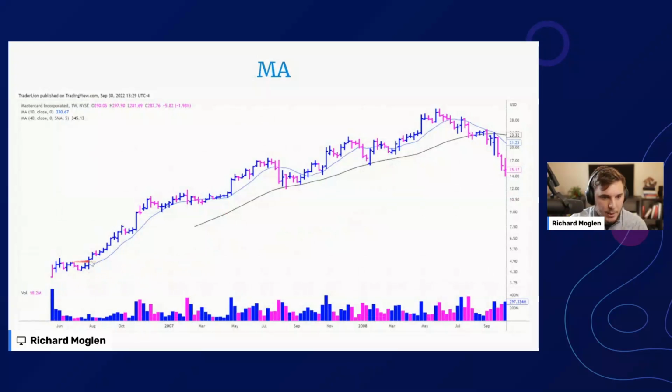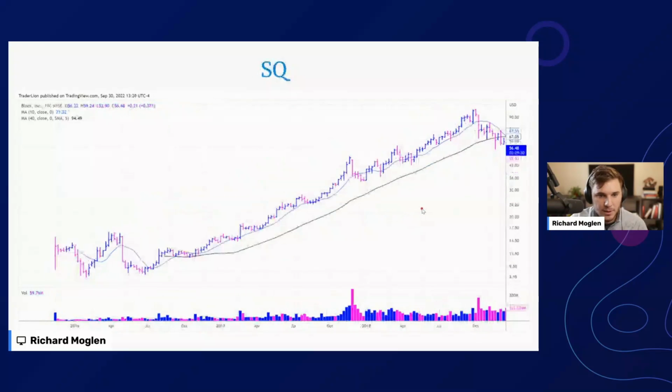MasterCard, going back again, IPO-based breakout, beautiful trend above the moving averages. Then once again, we break and start a stage 4 downtrend and give back a lot of those profits.